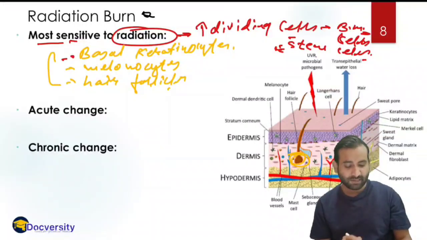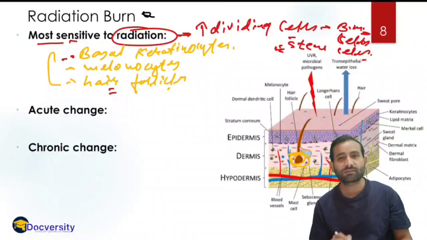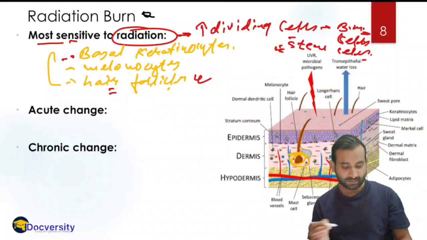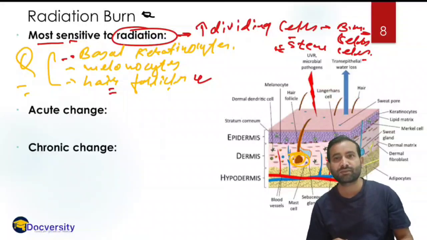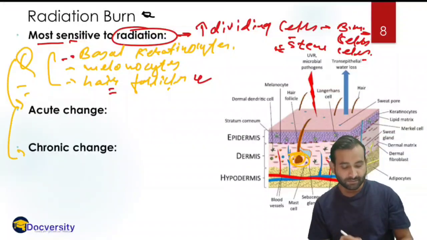That's why, as we discussed already, if we are exposed to more than 3 gray of radiation, we get hair loss, right? Because hair follicles are more sensitive to the radiation. That's why this is a question in the exam. They will ask you which are the most sensitive cells to radiation in the body. And the radiation produces acute changes or chronic changes, right? The acute changes may heal within 14 days.